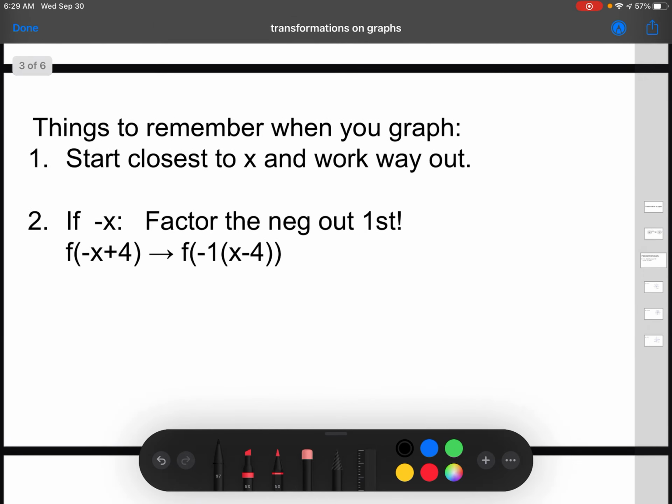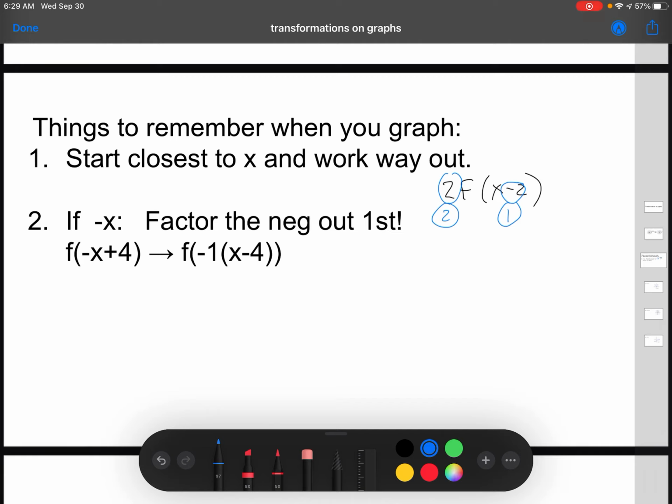So we're going to be doing some graphing. A couple of things to remember. When you're doing it, start closest to x. So if I have these two things, I'm going to do this -2 first, then take care of this on the outside. So start closest to x and work out.